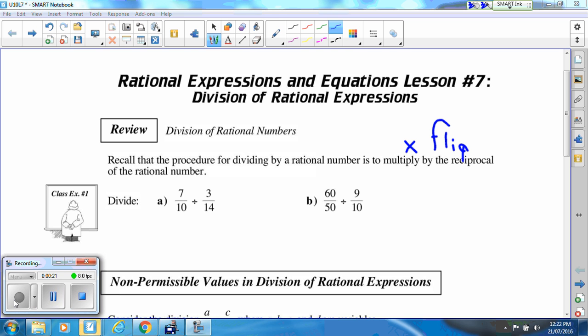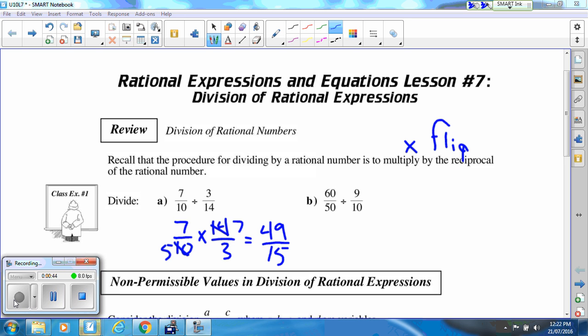So, same thing here. What I'm going to do is if I've got 7 over 10, I'm going to multiply by the reciprocal, which is that 14 over 3. And then 14 and 10 can reduce to 7 and 5. I can take a 2 out of both of those things. Now no more common factors. So this is then 49 fifteenths.